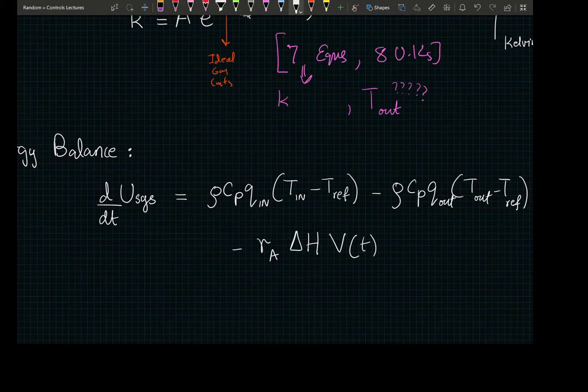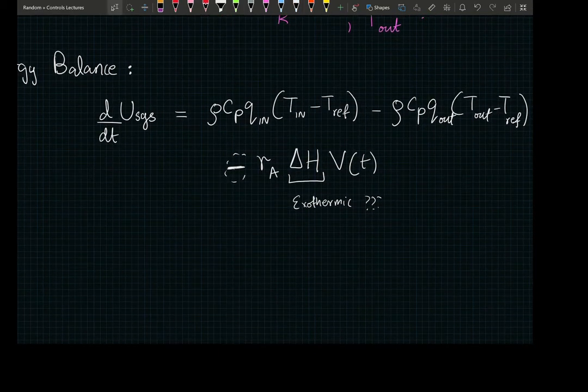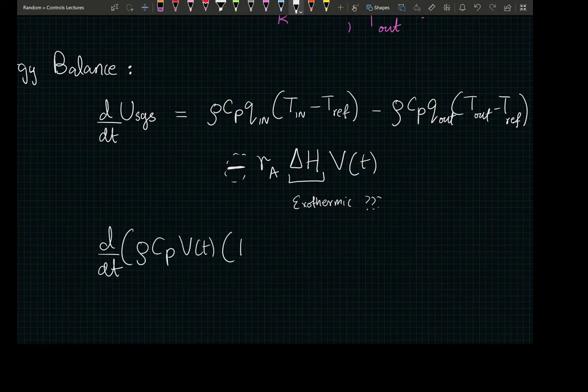Now I have a question for you guys. I have a negative sign here and the reaction is exothermic. Now this is a critical thinking question for you guys. I have a negative sign here and the reaction is exothermic. Will there be generation of heat or will there be consumption of heat? That's a question for you guys. d/dt of rho Cp times the volume in the tank multiplied by (T out minus T ref).